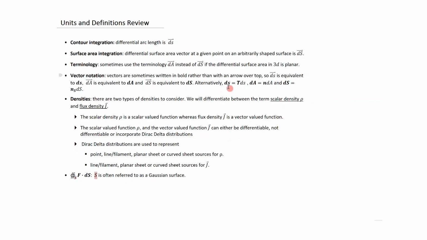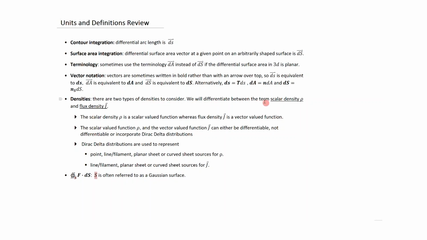Alternatively, ds bold is equal to the unit tangent vector in bold, ds; dA in bold would be equivalent to the unit vector n in bold, dA; and dS bold, which equals the unit vector n subscript S, dS. So this would be a differential surface area vector for a curved surface, for a planar surface, and this is basically for contour.